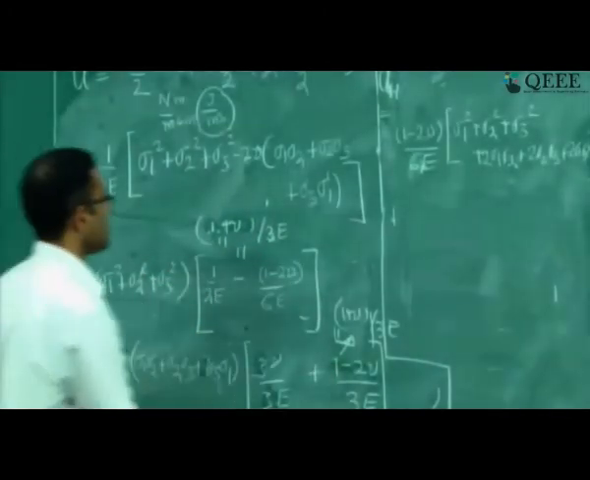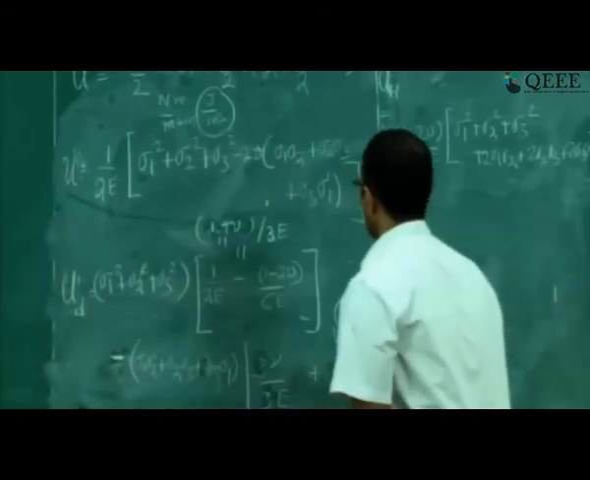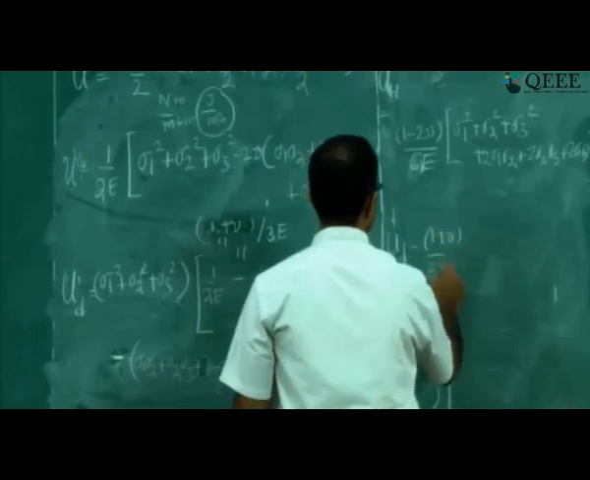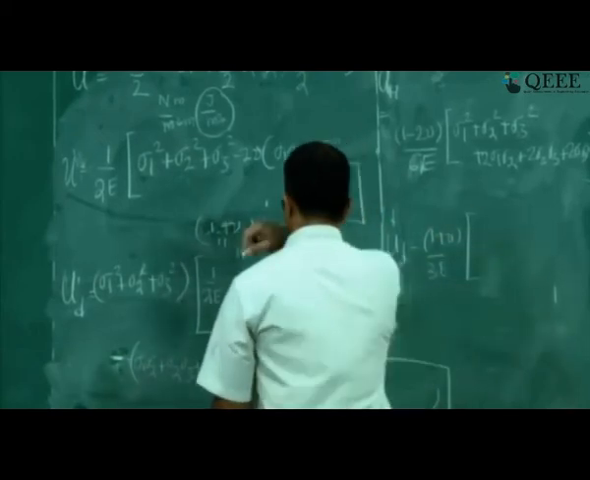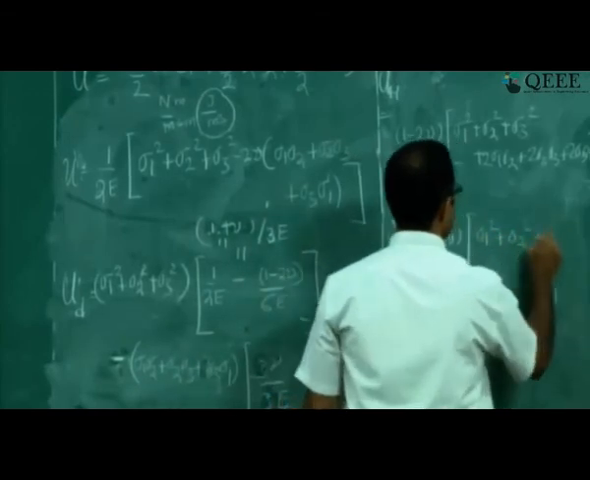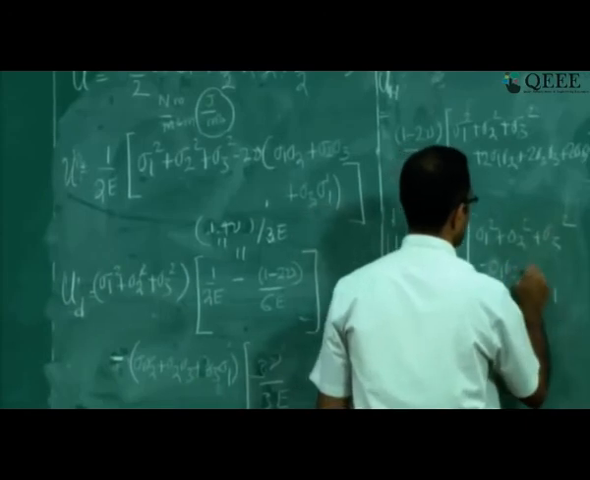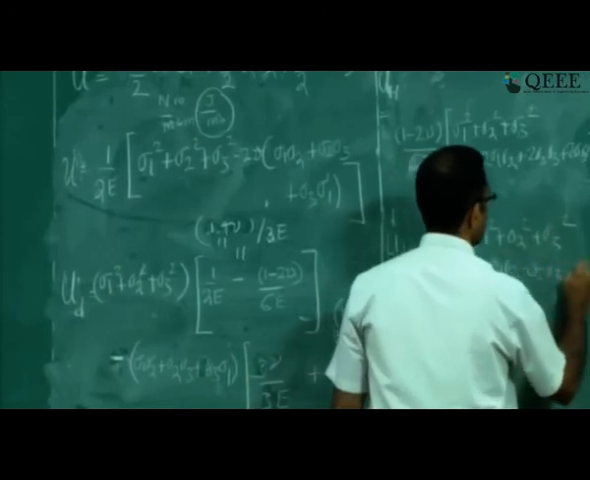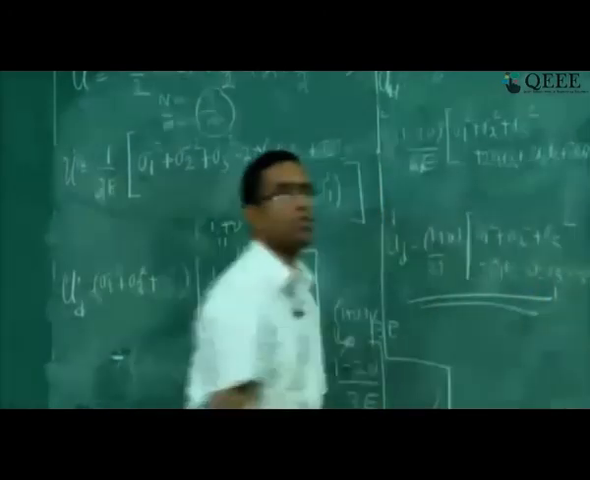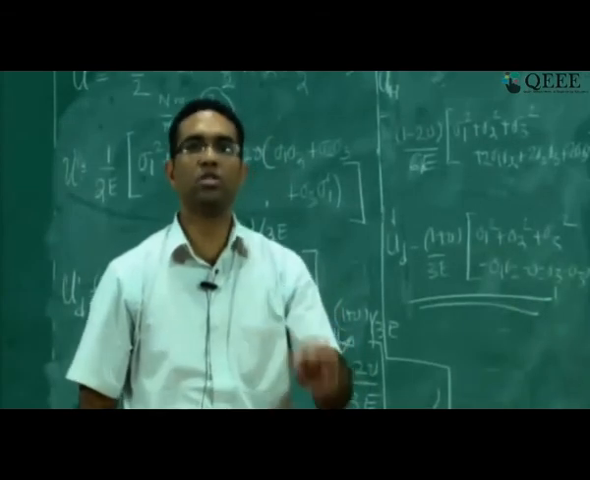So this gives us the final expression for the distortion energy, which takes the following form. You have (1 plus nu) divided by 3E times (sigma 1 square plus sigma 2 square plus sigma 3 square minus sigma 1 sigma 2 minus sigma 2 sigma 3 minus sigma 3 sigma 1). This is the energy stored at a particular point only because of distortion energy.